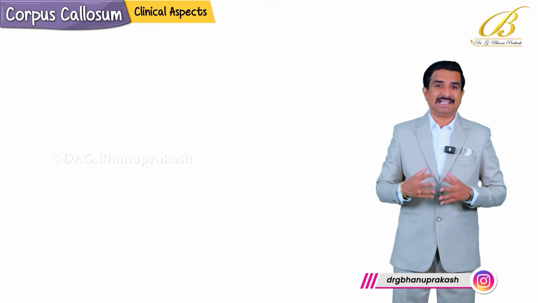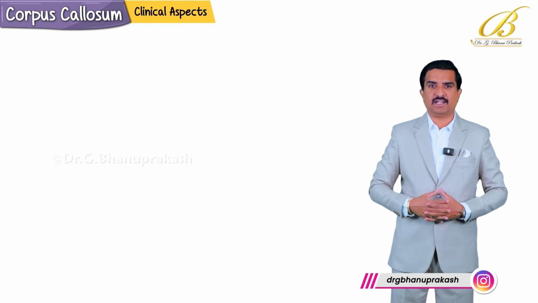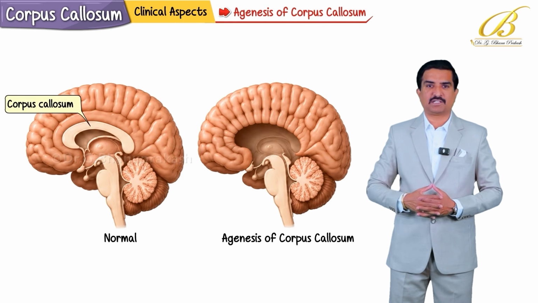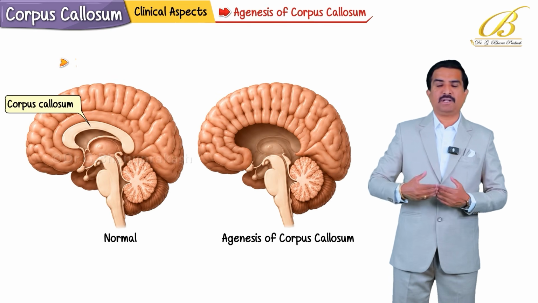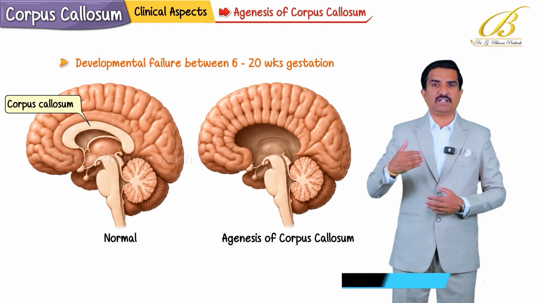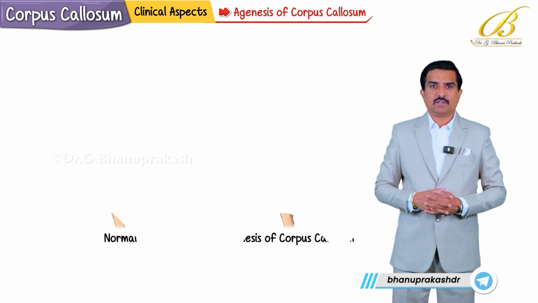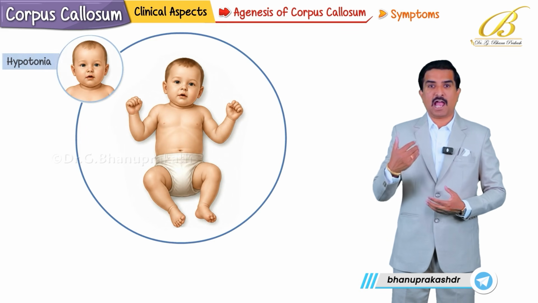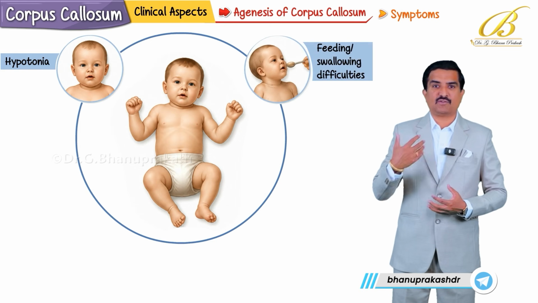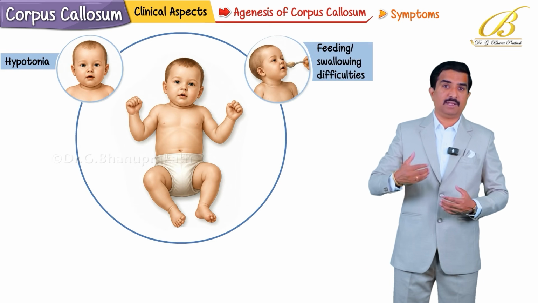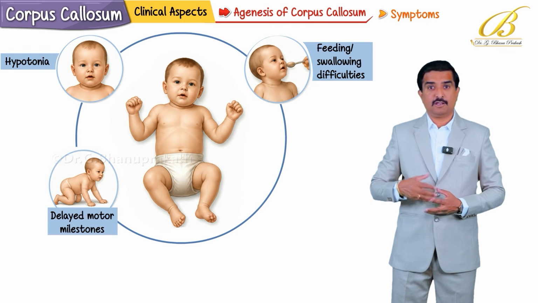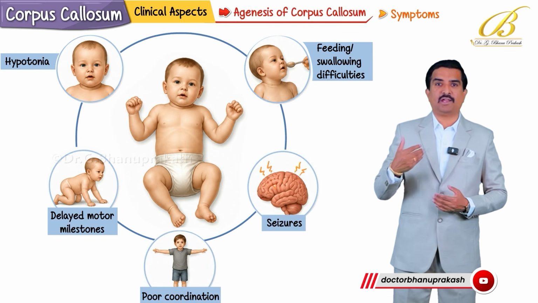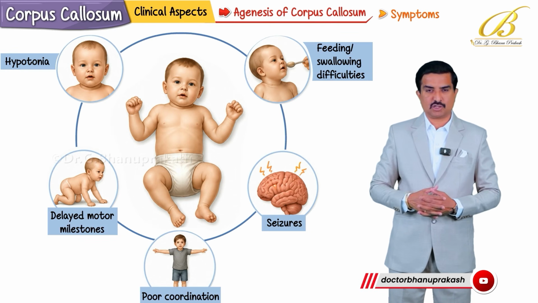Now let us talk about the clinical aspects associated with the corpus callosum. First is agenesis of the corpus callosum. There is a developmental failure between 6 to 20 weeks gestation. The symptoms vary in individual patients. There will be hypotonia, swallowing difficulties, delayed motor milestones, seizures and poor coordination, and it may coexist with other CNS malformations also.